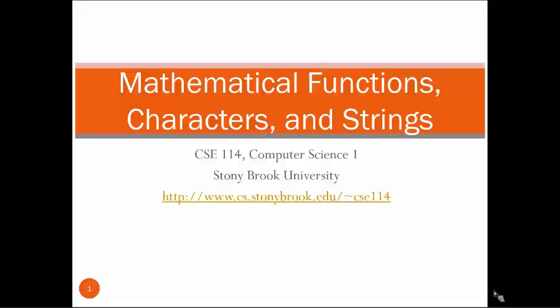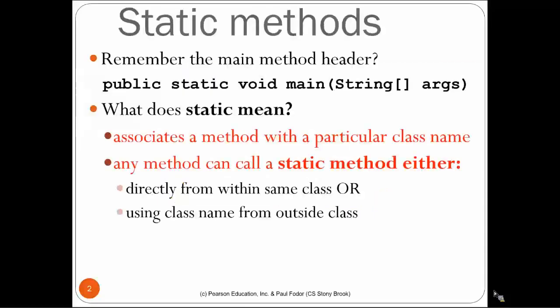Okay, so we'll start with the definition of a static method. Remember the method main that we wrote for several programs by now? This method main had a signature that was public static void main with an array of arguments as a parameter. What does the static keyword mean in this case? It basically associates this method with a particular class.